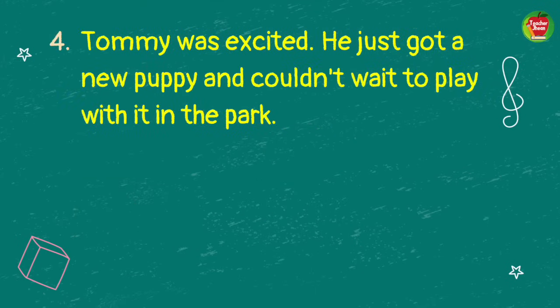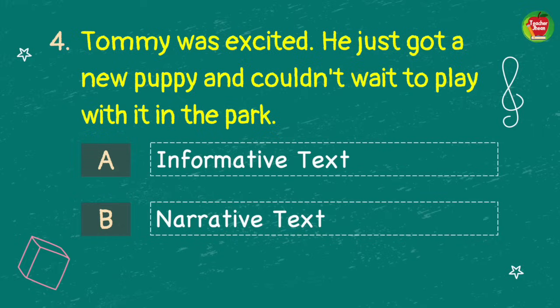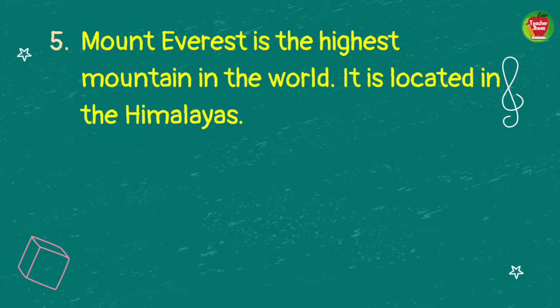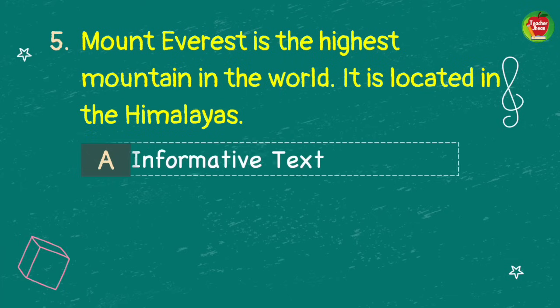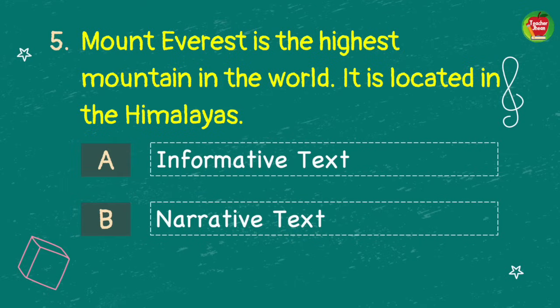Number 4. Tommy was excited. He just got a new puppy and couldn't wait to play with it in the park. A. Informative text. B. Narrative text. Number 5. Mount Everest is the highest mountain in the world. It is located in the Himalayas. A. Informative text. B. Narrative text.